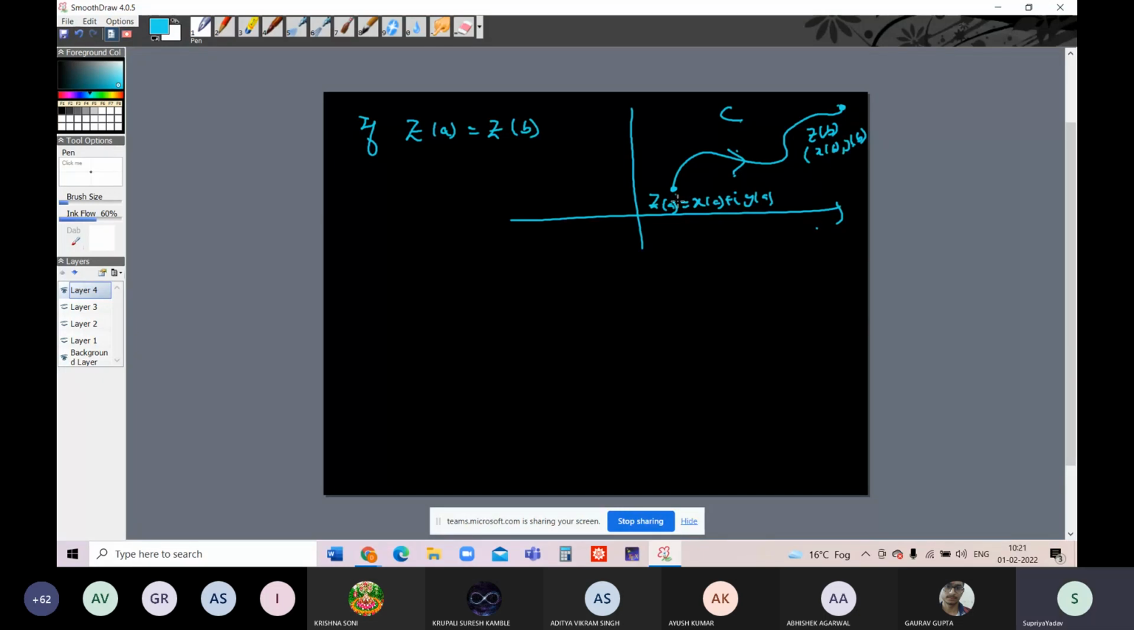If this JA is equal to JB, so what will happen? Ma'am, we will get a closed curve. Yes, we will get a closed curve because the end points are the same. Okay, so in that case we will get a closed curve. Next is simple curve.